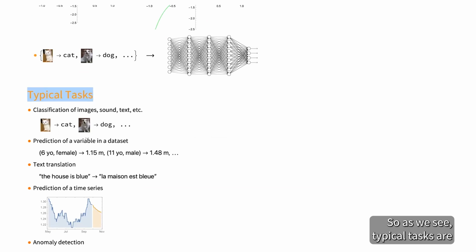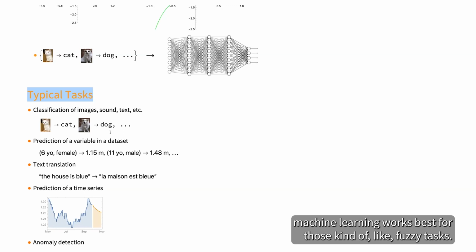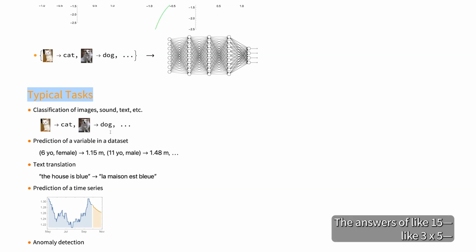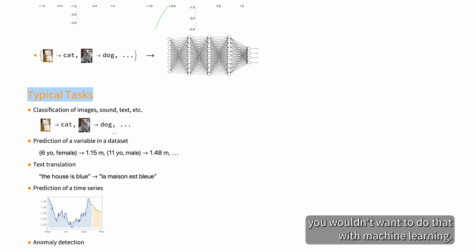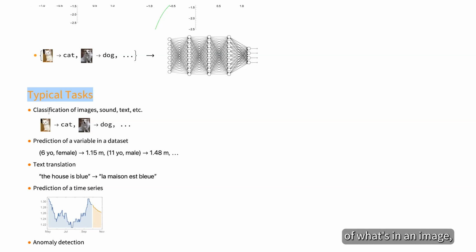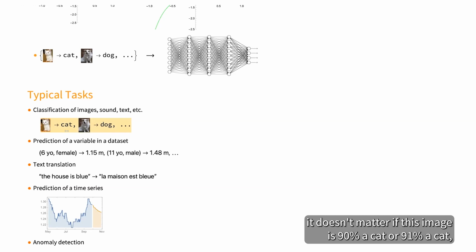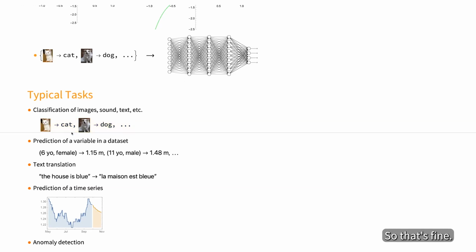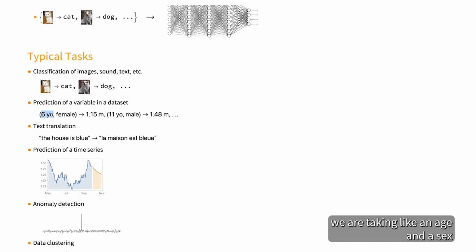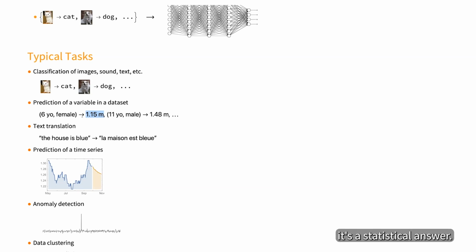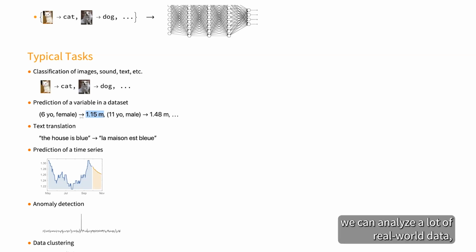So as we see, machine learning works best for fuzzy tasks where the answer is not like 15, like 3 times 5. You wouldn't want to do that with machine learning. But given the probability of what's in an image, it doesn't matter if this image is 90% a cat or 91% a cat. The answer will still be cat. So that's fine. Or in this example, we are taking an age and a sex, and we are predicting the person's height. There's not really a right answer, because it's not that every female 6-year-old has the same height; it's a statistical answer. For this kind of problem, we can analyze a lot of real world data and give a prediction, a distribution output. They are very good problems for machine learning.